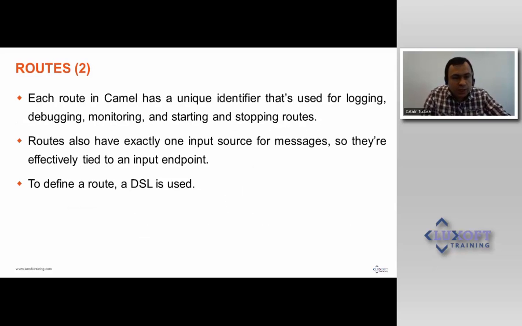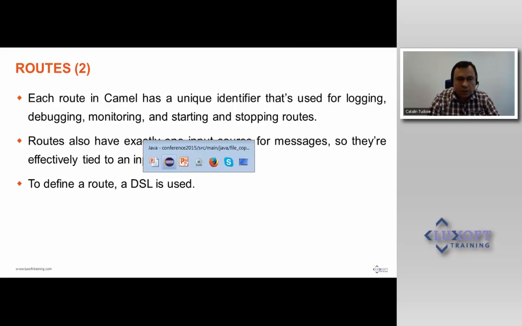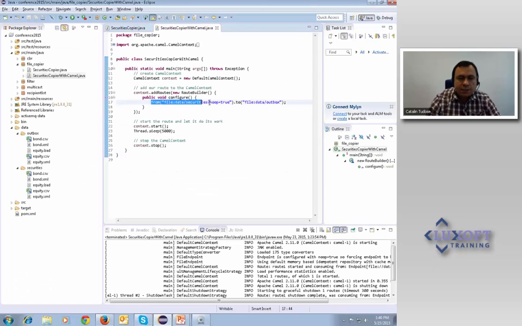When you define a route in KML, it has a unique identifier that is used for logging, debugging, monitoring, and starting and stopping that route. A route has exactly one input source for the message, and you can route that message to one or more destinations. And I was saying, in order to define a route, there is a domain-specific language that is used. In our case, this is a little piece of domain-specific language. We are going to see more in the examples to come.